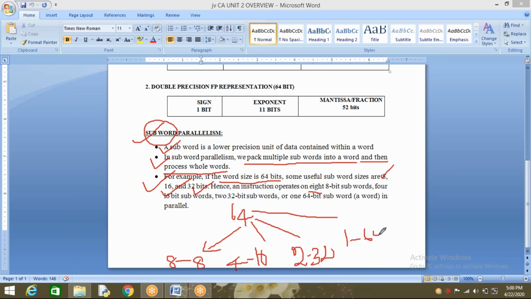Finally, we parallelize all the subwords at a time. This is nothing but subword parallelism. It is mainly used in the graphical processing unit.